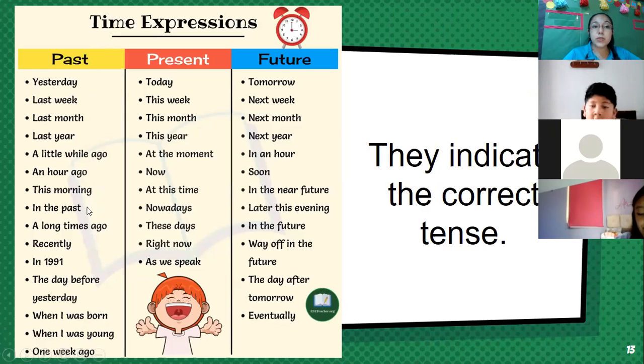So these ones are time expressions in past. And we have the time expressions in present, in the red column, for example, today, this week, this month, this year, at the moment. If we say a sentence right now, at the moment the teacher speaks, I pay attention. This one is in present. Now, at this time, I take my EFL class. Nowadays, these days, right now, as we speak. So these are expressions that we use in present.